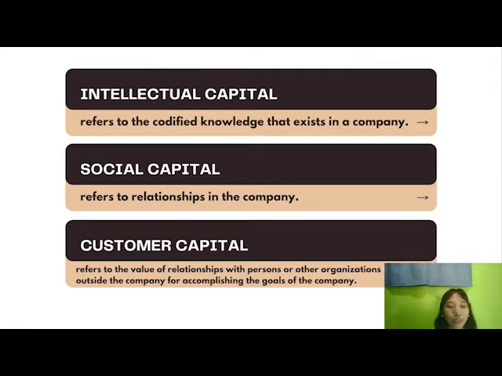It is defined as the relationships in the company. We all know that building a strong and effective communication and relationship inside the workplace is vital in maintaining a productive and open environment. Social capital can also contribute to a company's success. Lastly, in relationship with social capital, we also have customer capital, which is the value of relationship with its customers and other individuals or organizations outside the company.